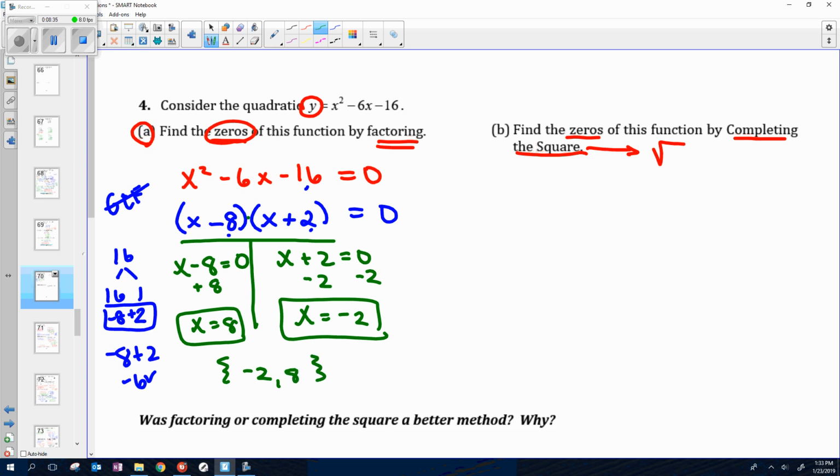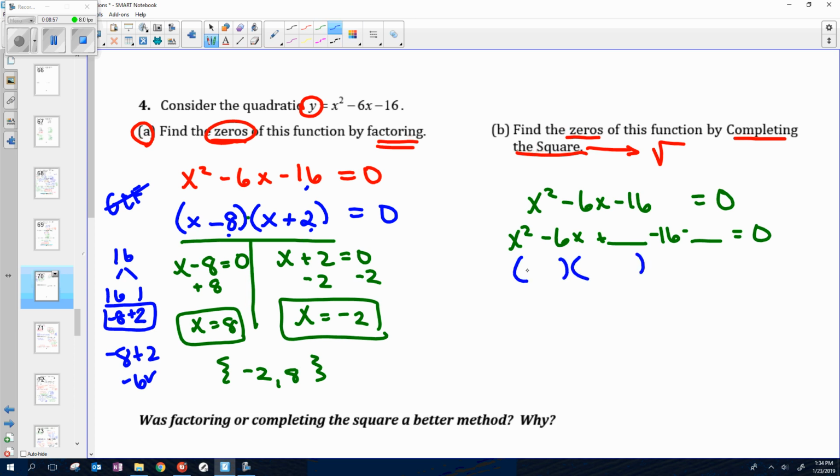Part B, find the zeros by completing the square. So I'm going to start with x squared minus 6x minus 16 equals 0. And then I am going to complete the square. So x squared minus 6x plus blank minus 16 minus blank equals 0. Pretend to start factoring. x and x, -3, minus 3. I split that 6 in half. That makes a +9 when I multiply, or when I square. -6 split in half and squared gives me my 9.